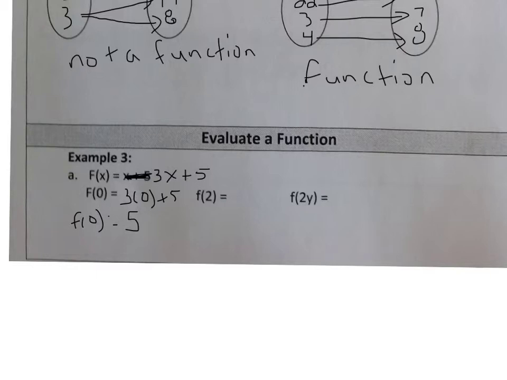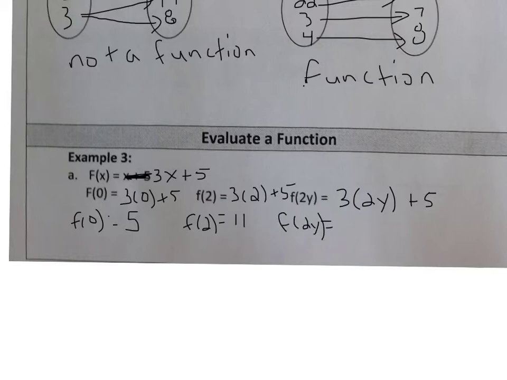F of 2, we're going to plug in the 2 for x. So it would be 3 times 2 plus 5. 3 times 2 is 6. 6 plus 5 is 11. So f of 2 is 11. And f of 2y, we're now plugging in the 2y for x. So it's going to be 3 times 2y plus 5. And this one we've got to simplify. F of 2y is going to be 3 times 2, which is 6y, plus 5.